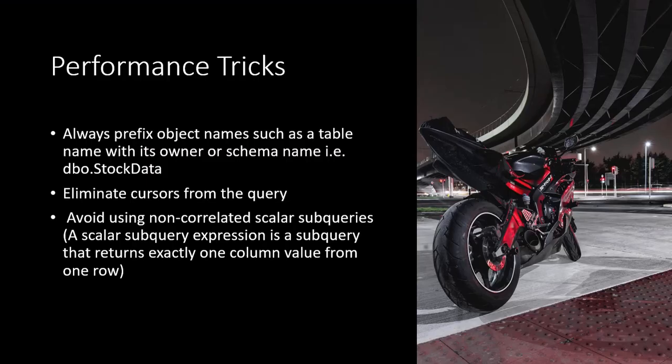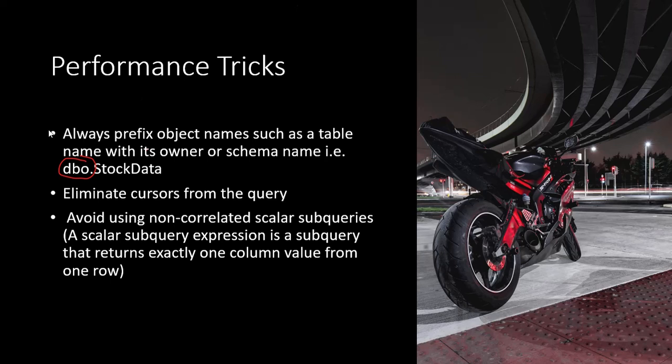Here are some additional performance tricks that will help us speed up our database. First, always put a prefix on the object names with either the owner or the schema. For example, put something like DBO in front of the table name stock data, and if it's not DBO, it could be your own username dot table name.